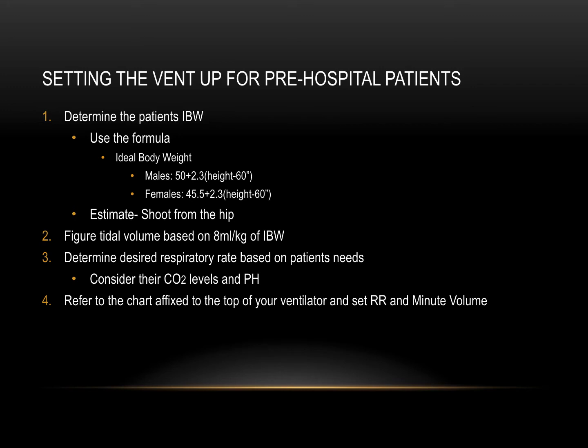Then we're going to go to the chart that's affixed to the top of our ventilator. We're going to set their respiratory rate and their minute volume. We're going to do that by going to the respiratory rate that we've selected, then going down the chart to the tidal volume. Once we find our appropriate tidal volume that we figured up above, we're going to drive to the left and find our minute volume. We're going to set those two knobs on our ventilator. I have the revised chart later in the slideshow that we'll use as an example.